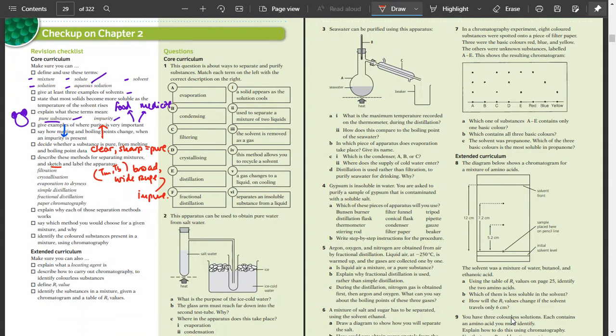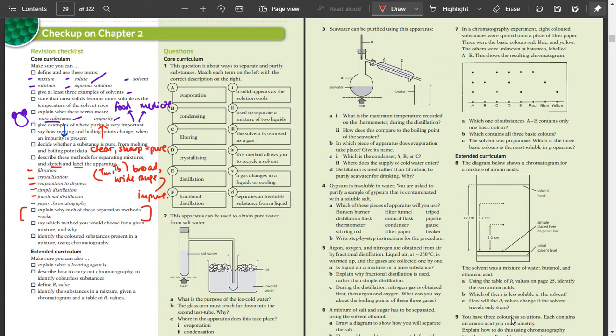Sketch and label the apparatus. Please make sure that you know how to label each one. That definitely comes up in paper 6. So filtration, crystallisation, evaporation to dryness, simple distillation, fractional distillation, and paper chromatography. Explain why each of these separation methods works. So we've been through that in the video. If you need to go through that again, then do so.